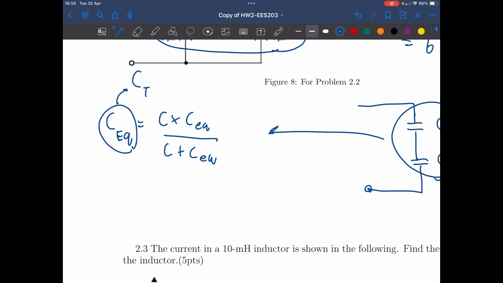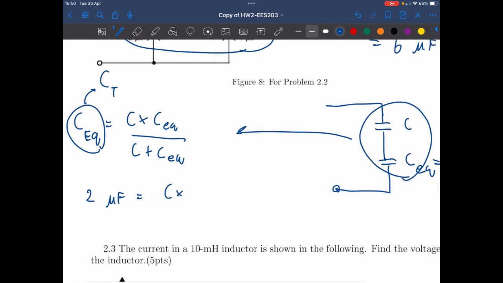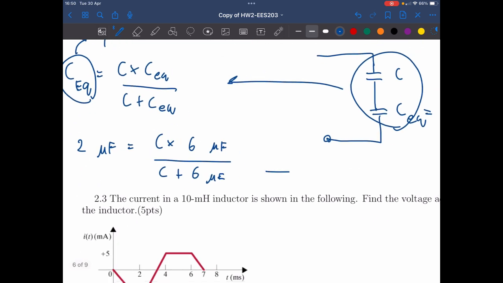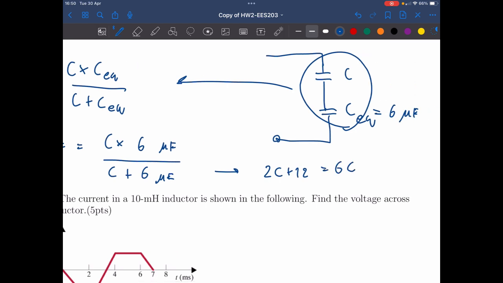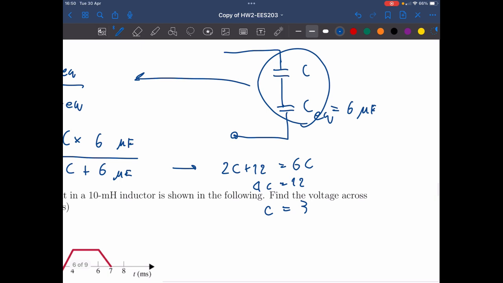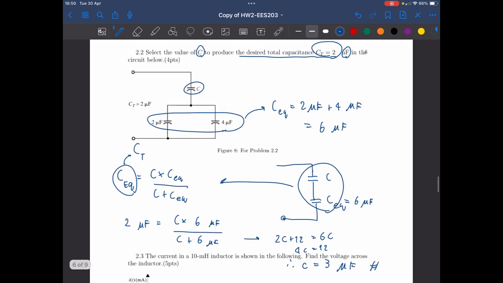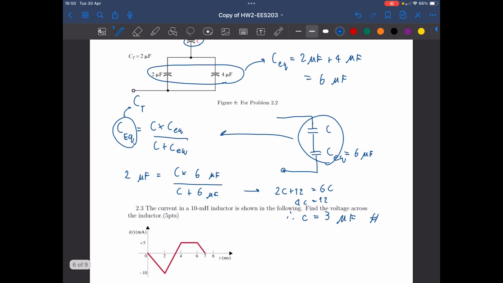So let's substitute the values, which gives 2 microfarad equals C times 6 microfarad divided by C plus 6 microfarad. So then we will get 2C plus 12 equals 6C, 4C equals 12, and C equals 3 microfarad. And that's the answer. The value of this C is equal to 3 microfarad.